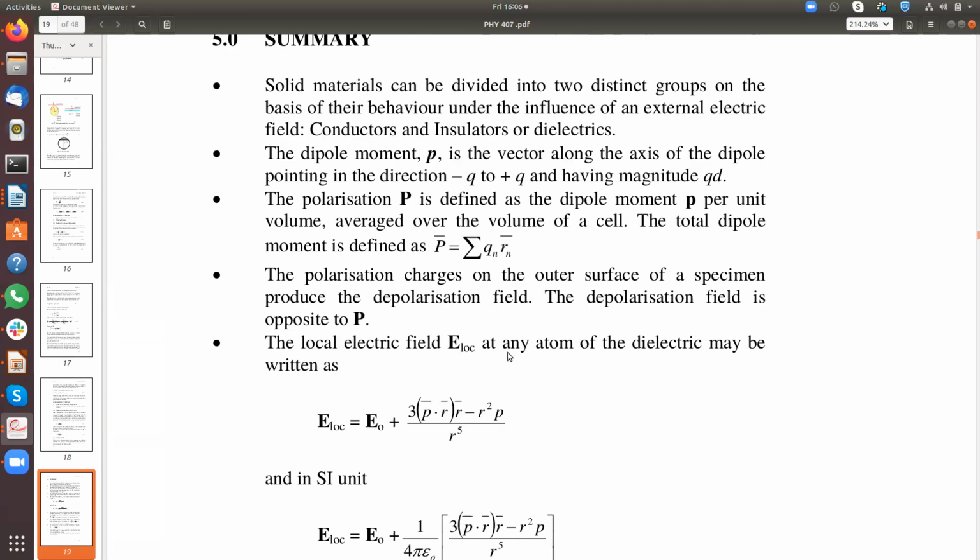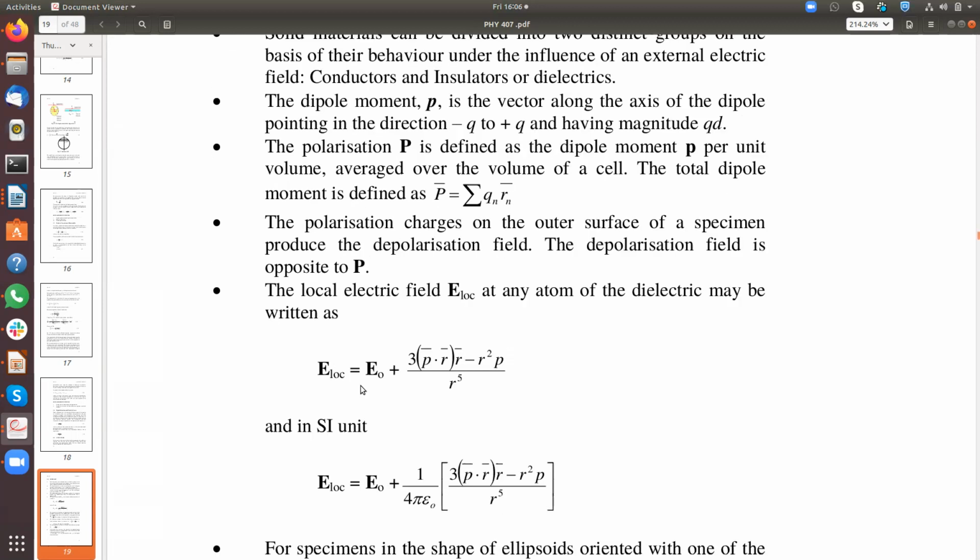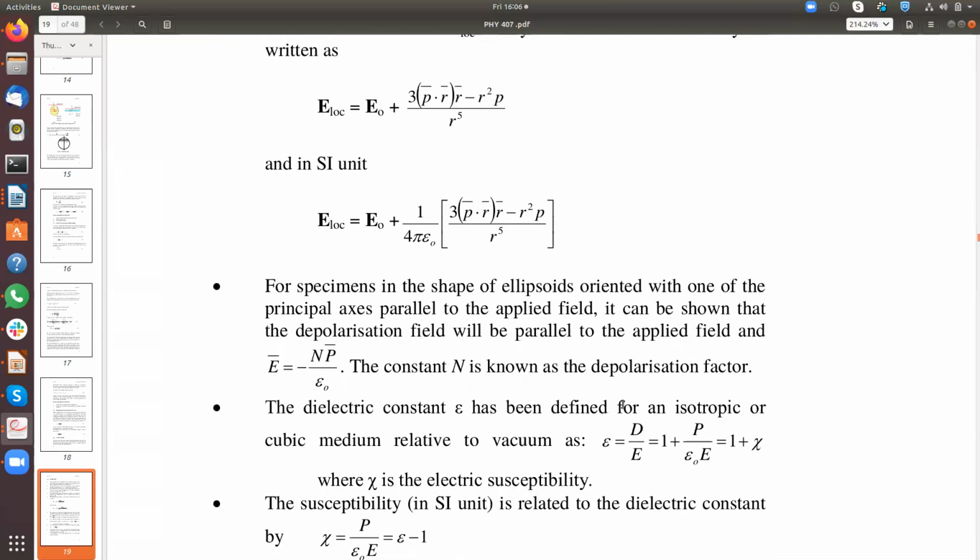We have established this in the first week of the lecture by having this expression, and you can also write it more robustly in this format. Now, for a specimen in the shape of an ellipsoid, oriented with one of the principal axes parallel to the applied field, it can be shown that the depolarization field will be parallel to the applied field and E will be negative NP. So the constant N is known as the depolarization factor. We established this also when we considered it along X, Y, and Z.